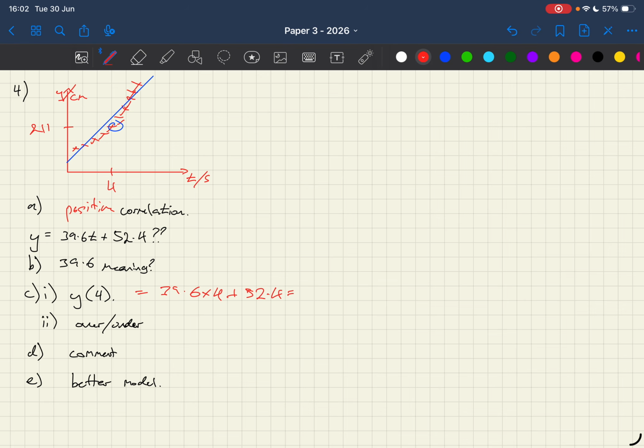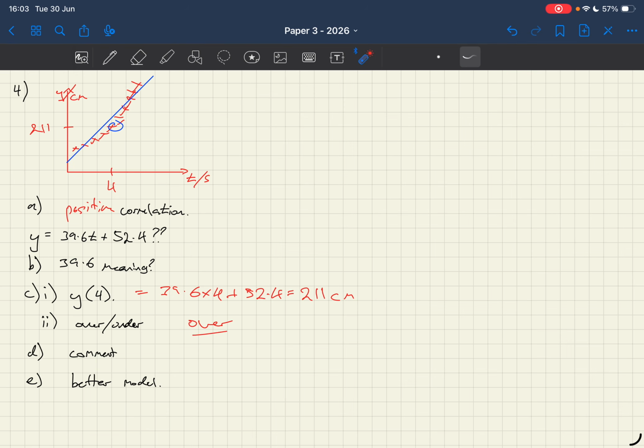And that gives us about 211 when we round it to 211 centimeters. Is that an over or under estimate? So we had this, I'm assuming this is roughly what the shape is going to be. We can see our line of best fit was above the actual data that we had, so our line of best fit has been an overestimate.